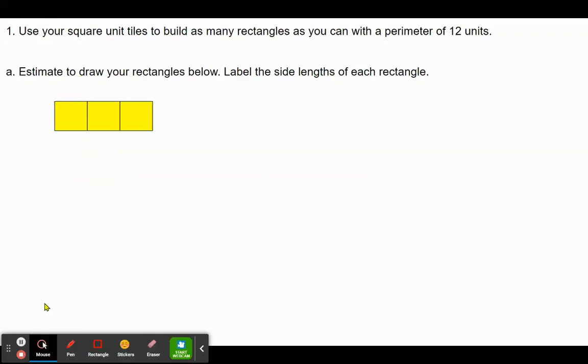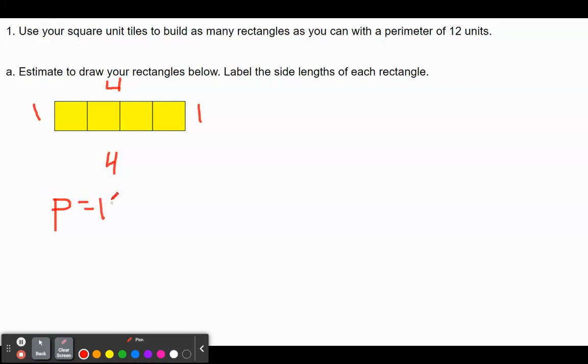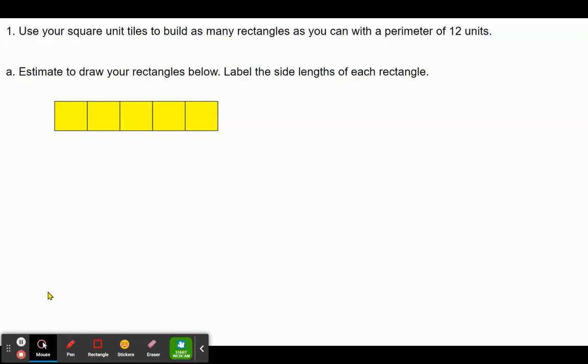So let's keep going. So we have 3 square units. So that's going to give me 3 and 3 and 1 and 1. Well, that gives me a perimeter of 8. Not quite there yet. All right, how about now? So I have a side length of 4, 4, 1, and 1. That gives me a perimeter of 10. Okay. All right. Now, what if I do one more?